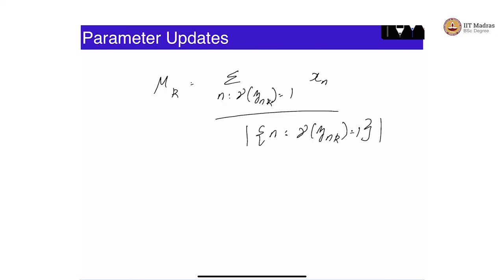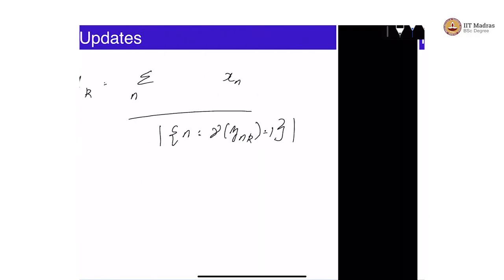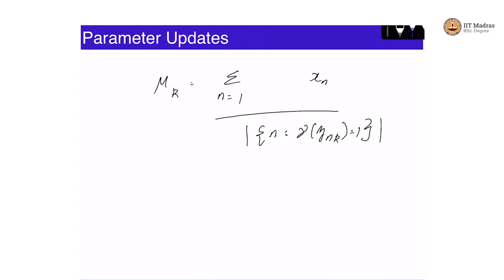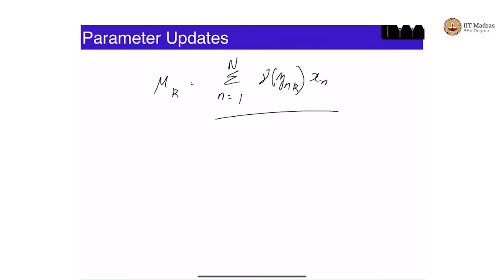So now let's simplify this. Instead of having gamma of z_nk just assuming 0 or 1, we can simplify this as follows. You can just say sum over n equal to 1 to capital N of gamma of z_nk times x_n. In the situation where gamma of z_nk can take only values 1 or 0, gamma of z_nk will be equal to 1 if data point x_n is assigned to cluster k. It will be 0 otherwise. So effectively, I have summed over all points that are assigned to cluster k, and I can just divide that by the number of points assigned to cluster k. So let's call that N_k.